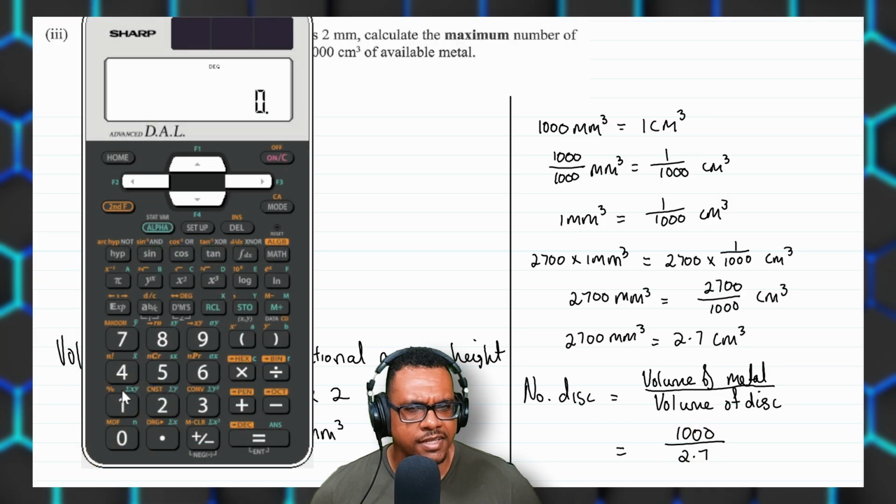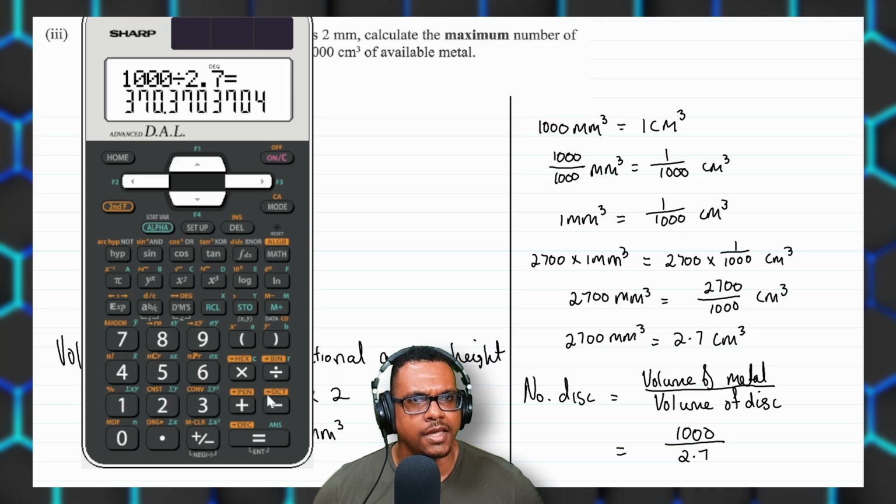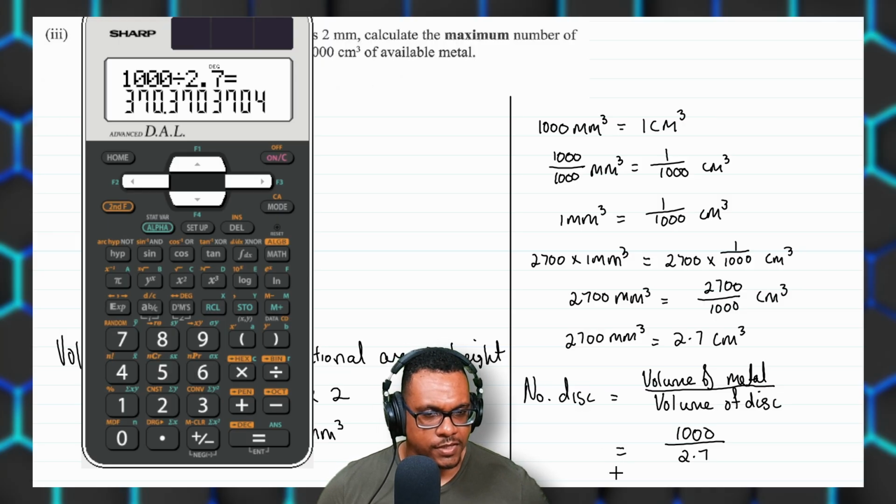So now if we do that on the calculator, we have 1000 divided by 2.7, and that'll be equal to 370.37. And to 3 significant figures it's just 370, but if you want to include a little decimal place, we could stop at a 3 here, and after a 3 is a 7, so this could be 4, so 370.4. So we'll have 370.4 discs.